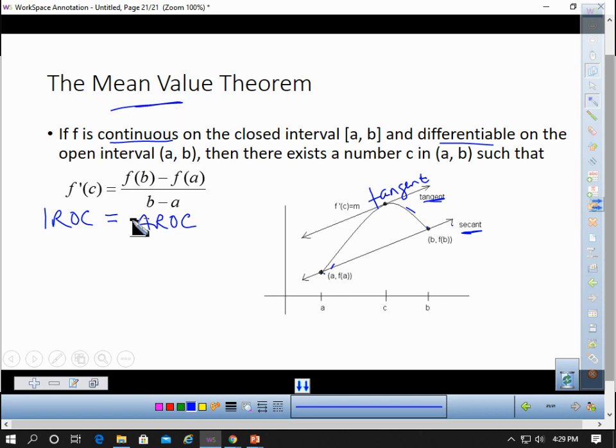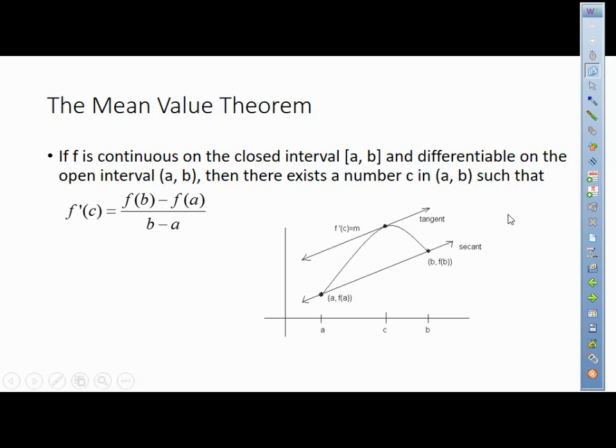So the mean value theorem is: instantaneous rate of change equals average rate of change. But before you can start, you have to have a continuous function and a differentiable function in order for this to be true. There has to be a c in the interval so that there's a tangent line parallel to the secant line if you're continuous and differentiable.